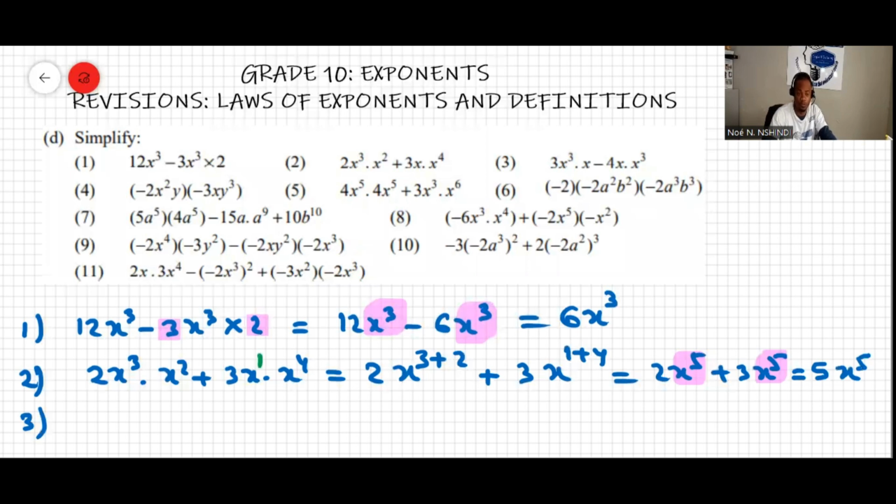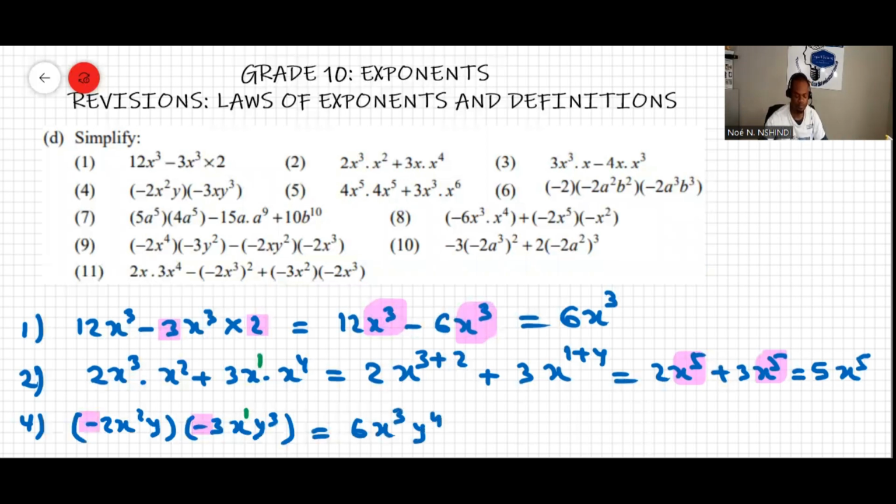Question 3. I'll leave question 3 for you to practice because it's similar to question 1 and 2. And then let's do question 4. There we have like -2x squared y, and then -3xy cubed. And then see that's the two negatives here. Negative and negative there would make positive. That makes 6. The power is 1 there. So it's going to be like x to the power of 3, y to the power of 4.